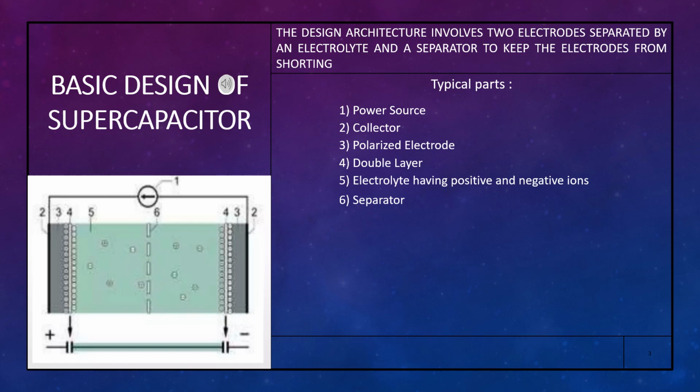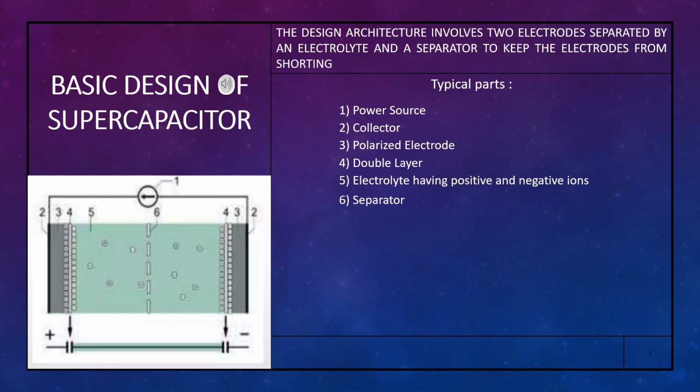As you can see in the diagram below, the numbers refer to the typical parts of a supercapacitor. Number 1 is a power source that supplies energy to charge the supercapacitor. Number 2, the collector, is a conductive layer, typically metal, that transports electrons between the external circuit and the polarized electrodes. Number 3, polarized electrodes, provide a large surface area for charge storage.